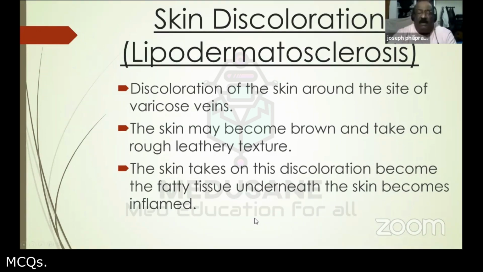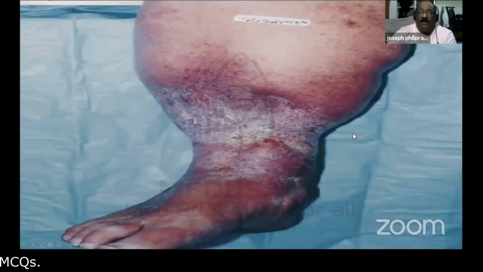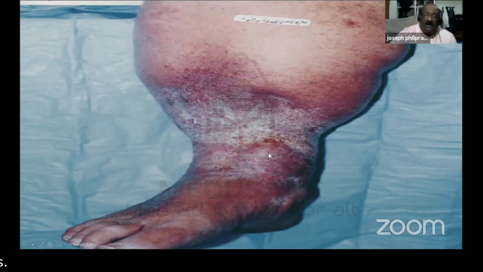Now, this is the typical picture of lipodermatosclerosis. See that the skin is scaly, pigmented, dark brown, and there is sclerosis of the tissue. The redness is because there is inflammation of the fatty tissue. And there is narrowing around the ankle, and the calf muscles are distended. This is the typical feature of inverted champagne bottle appearance. And this is due to long-standing venous insufficiency, which causes this lipodermatosclerosis.